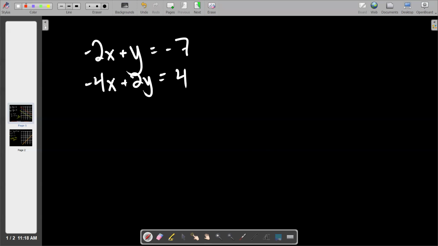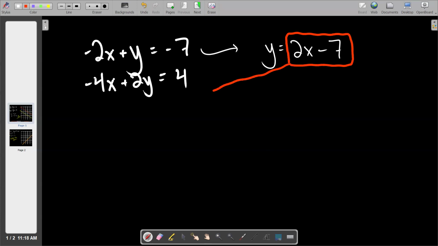So take that. Which variable is the easiest to get by itself? Top y for sure. So what does y equal? y equals positive 2x minus 7. Perfect. Okay. And then we're going to box that up. We're going to put that in place of y in the second equation. And that second equation is now going to say negative 4x plus 2 awkward void where y used to be equals 4. Quit your smirking. And what's going into that awkward void? 2x minus 7. Correct. And as always, we just hope that we don't mess up.